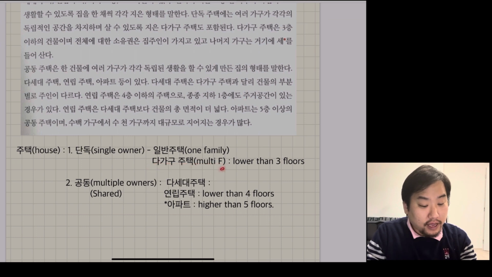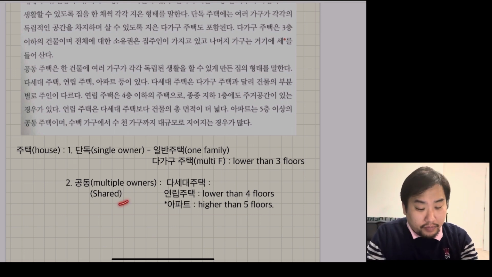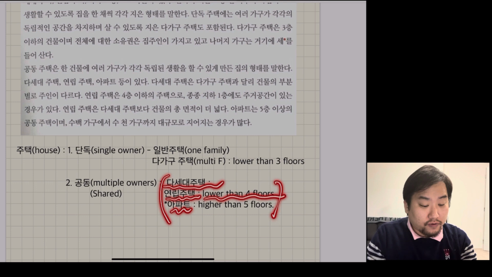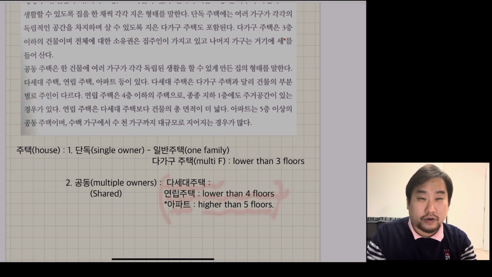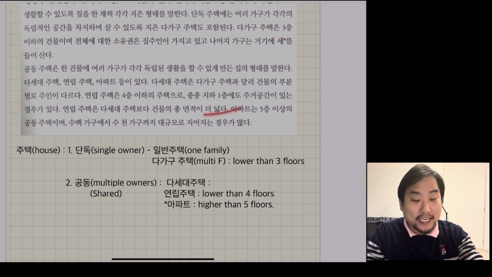So 가 means family, so multiple family or one family. And also 다가구 주택 means lower than third floor, 3 floors. And multiple owner, there is 다세대 주택, 연립 주택, apartments. So here is definition, lower than 4th floor, higher than 5 floors. So it is not my personal opinion. It is in this paragraph.